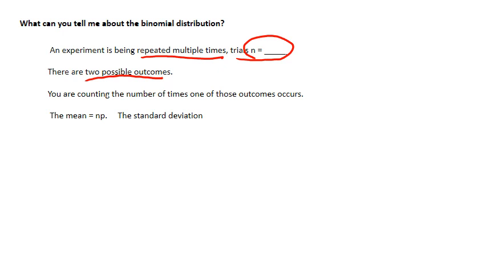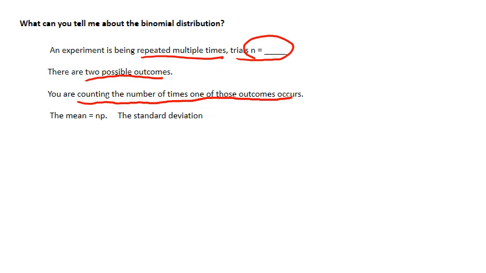Now, to me, this is one of the biggest things that helps me identify the problem. You are counting the number of times one of those outcomes occurs. I get 4 bad light bulbs. I get 7 bad light bulbs. 8 of them were correct. 9 were correct. 6 people were drinking Coke, etc. You are saying how many.